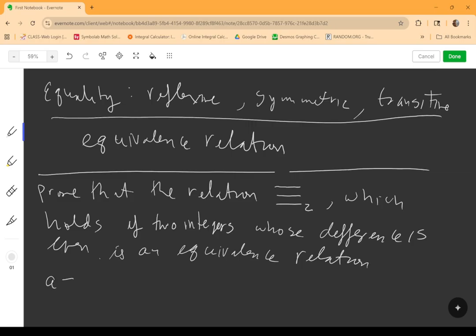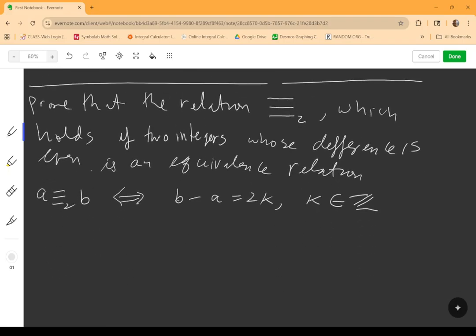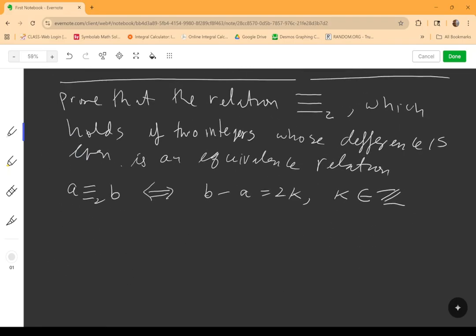So A related to B if and only if B minus A is equal to 2k, where k is some integer. Again, we want to run through the properties. Is it reflexive?